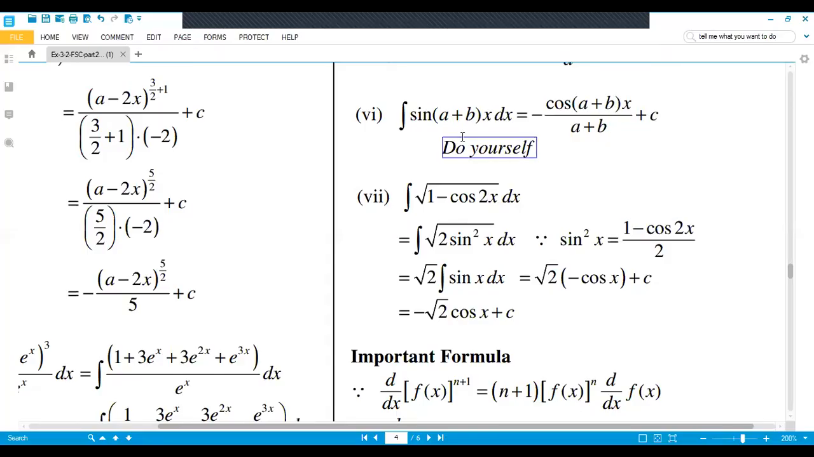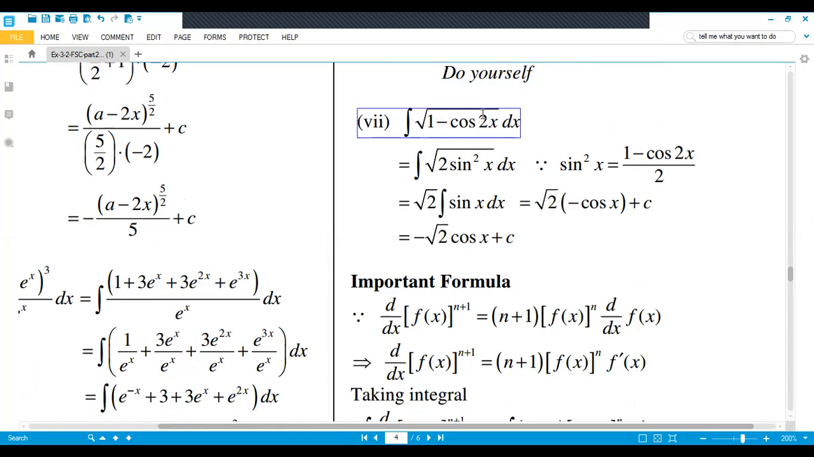Sixth part you will do by yourself. Look, the integral of sine is minus cos of a plus bx, and the further derivative of the theta a plus bx, where a plus b is constant, that is dx over dx, so a plus b will come in the denominator plus c. So this is the required answer. So you do it step by step.